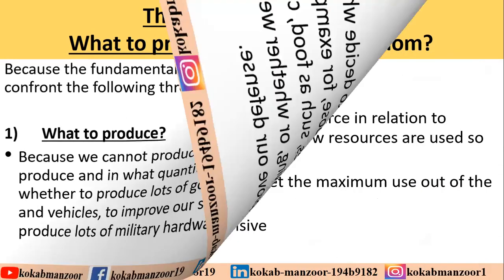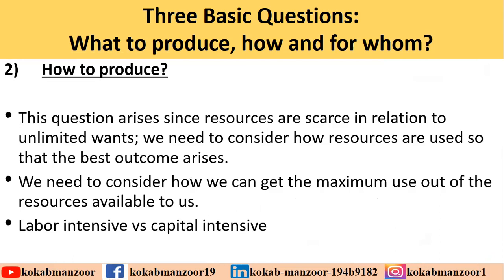Next is how to produce. Now, once we decide that we are going to produce, for example, food items or agriculture products, or you can say surgical equipment or something like that, the next is how much resources should we allocate for that kind of production, right? So this question arises since the resources are scarce in relation to the unlimited wants. So we need to consider how resources are to be used so that their best possible utilization becomes possible, because we want to get the maximum out of it, right?